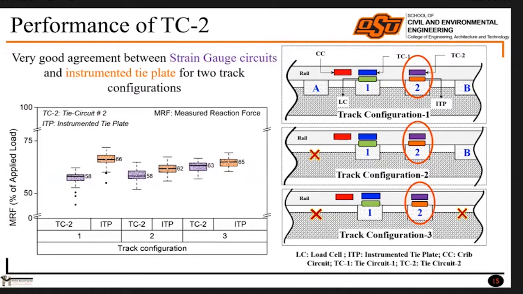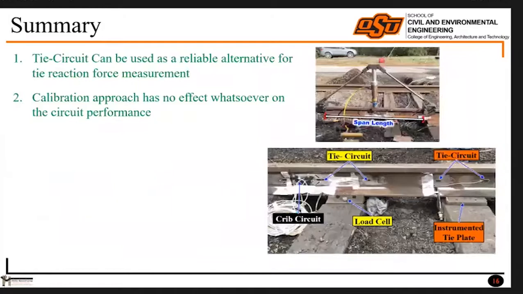From that we conclude that the strain gauge circuit that we are using to measure the rail tie interface reaction force can be used to measure it reliably, as an alternative to the load cell and instrumented tie plate. The other conclusion is that for the calibration frame, or fixture, that we are using, we can use any of those configurations to calibrate the installed strain gauge circuits.